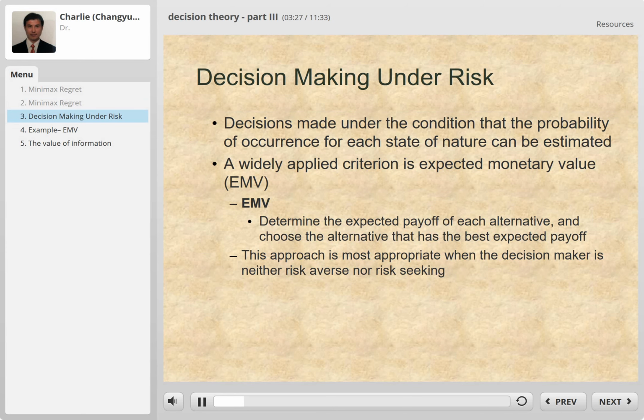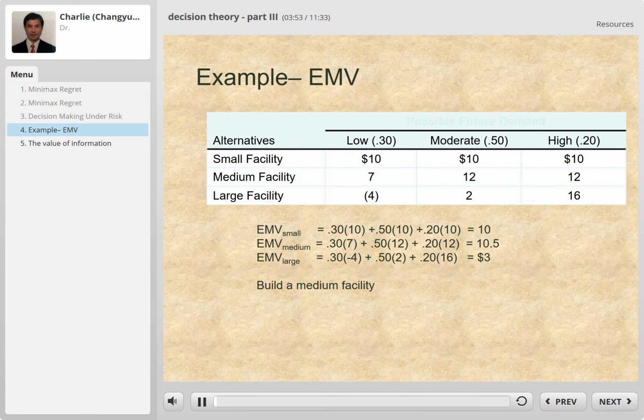The last technique we can use to make decisions is to make decisions under risk. Now, remember the last example, we have three possible demand: high, medium, and low. Now, if we know something about those possibilities, what are we going to do? Here's the example. For when the demand is low, the chance is 30% or 0.3. The chance for moderate demand is 50%. The chance for high demand is 20%.